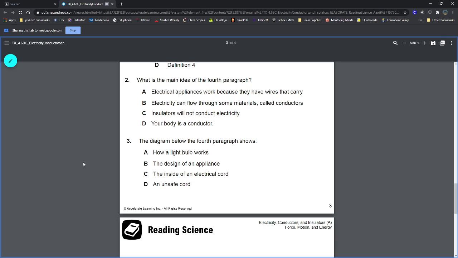Bailey, we're working on reading science. So you're going to find it in the Google Classroom. It's under the science topic. You're going to have to log into STEMscope. Yes, Jaylene.